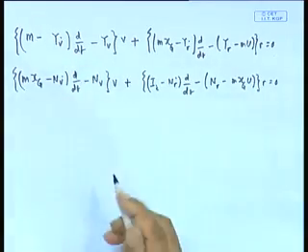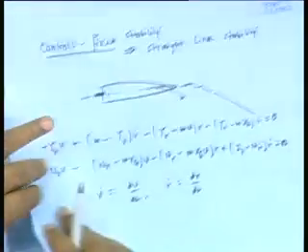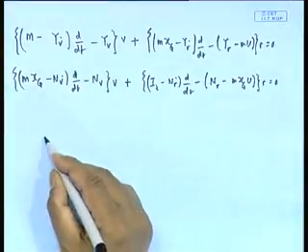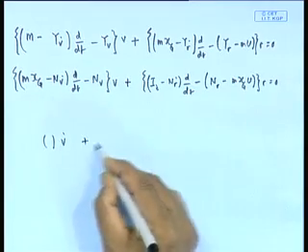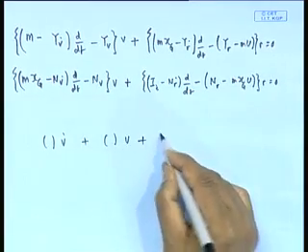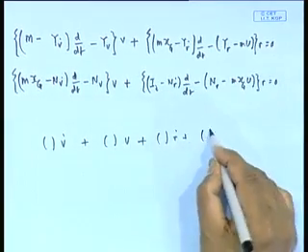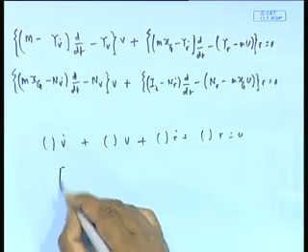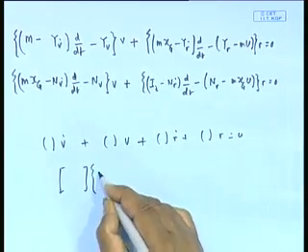If you look at the equation, you will find that it has a form something like this: something into v dot, plus something into v, plus something into r dot, plus something into r, equal to 0. There are two equations. In other words, the equations have a form like that.